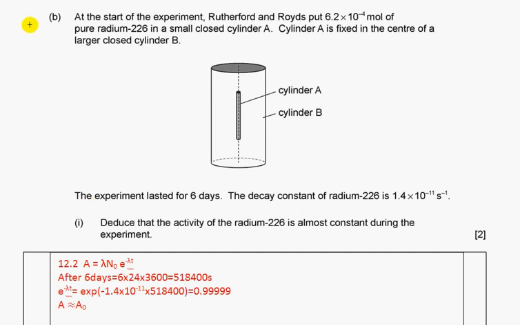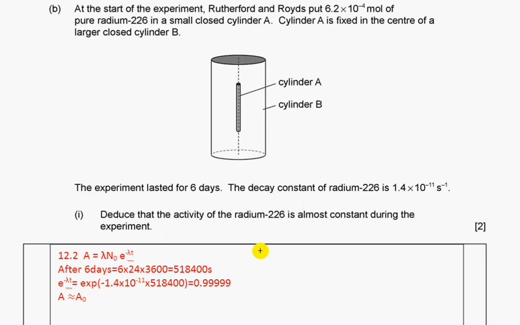At the start of the experiment, Rutherford and Royds put so many moles of pure radium in a small closed cylinder. The cylinder is fixed in the center of a large closed cylinder. The experiment lasted 6 days. The decay constant of radium is so much. Deduce that the activity of radium is almost constant during the experiment.